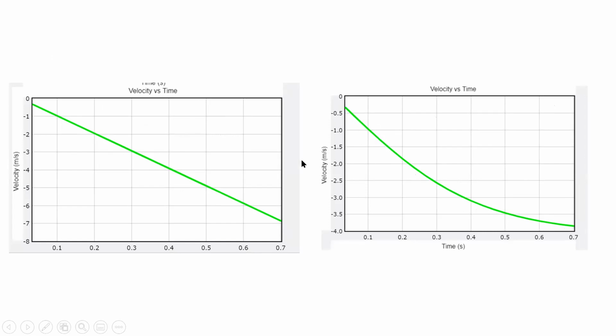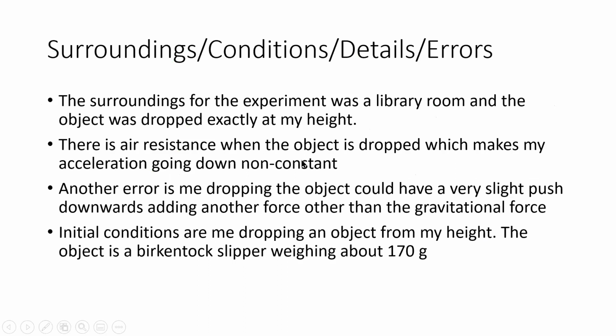which shows that there's not a constant acceleration. Surroundings, conditions, details, and errors. The surroundings for the experiment was a library room, and the object was dropped exactly at my height. There is air resistance when the object is dropped, which makes my acceleration going down non-constant. Another error is that me dropping the object could have a very slight push downwards, adding another force other than the gravitational force. Initial conditions are me dropping an object from my height. The object is a Birkenstock slipper weighing about 170 grams.